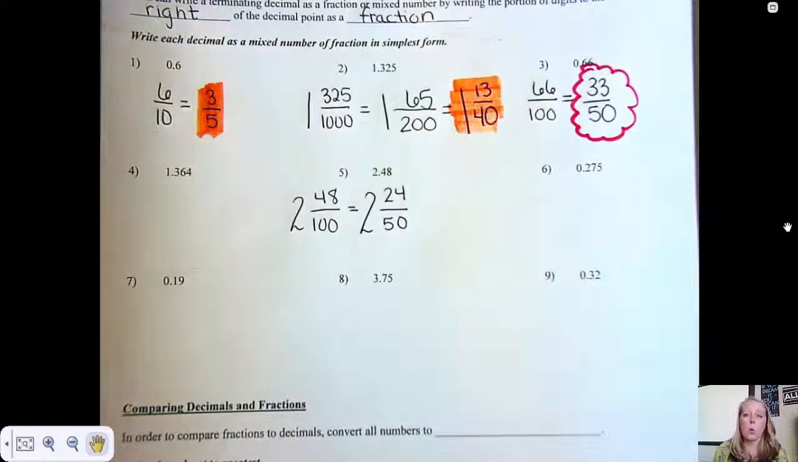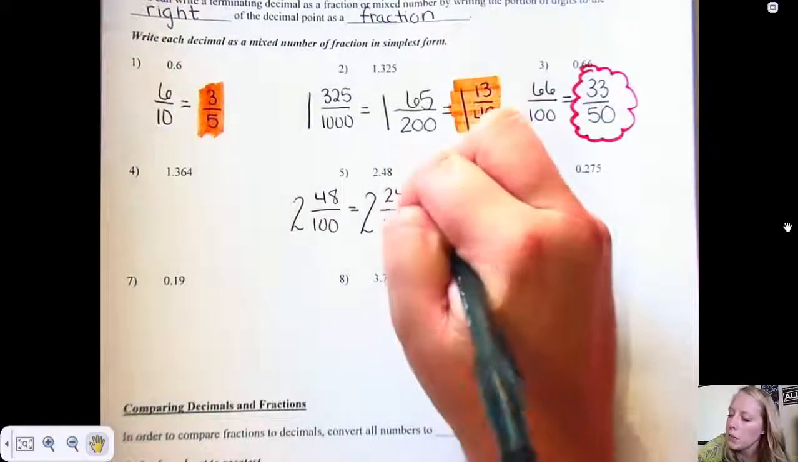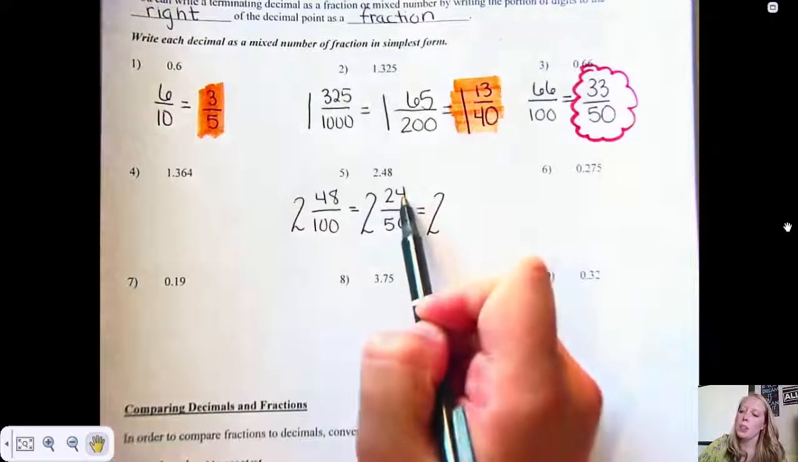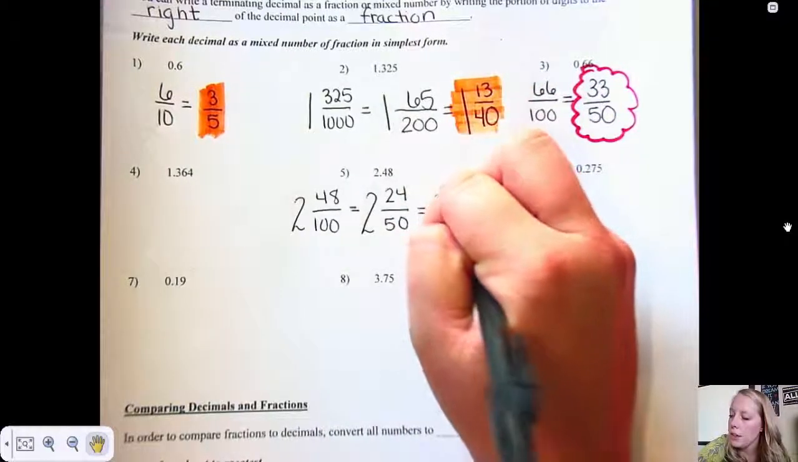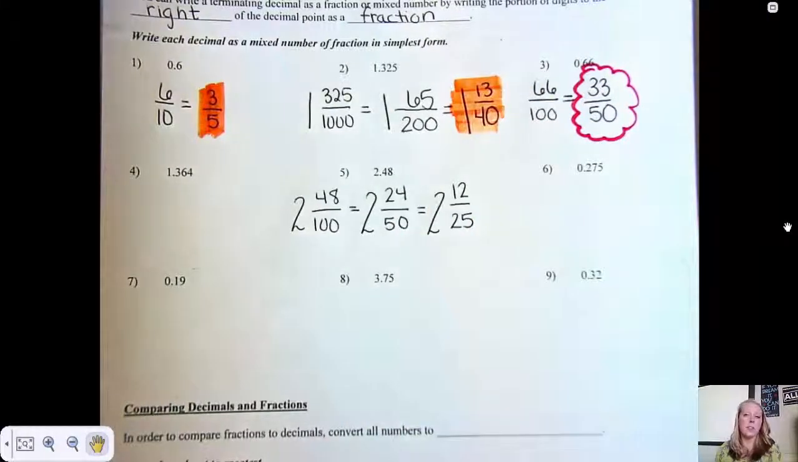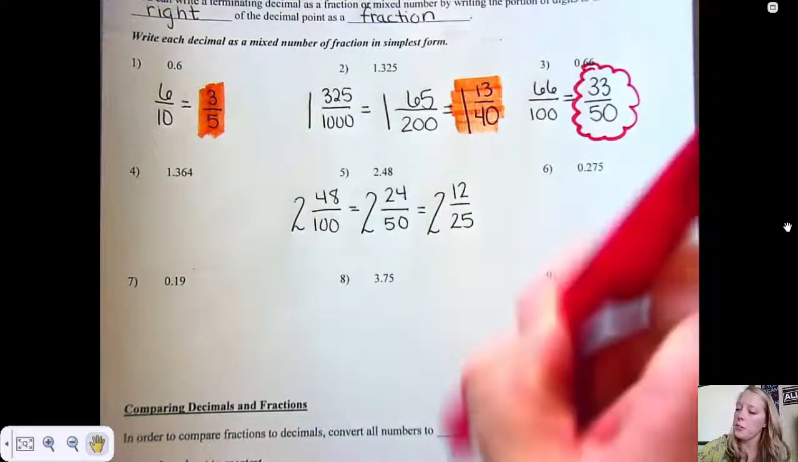What goes into 24 and 50? 2 again. So remember, you're cutting everybody in half. Cut this in half and you get 12. Cut 50 in half and you get 25. 12 and 25, they do not have anything else in common, so this would be our answer for number 5.